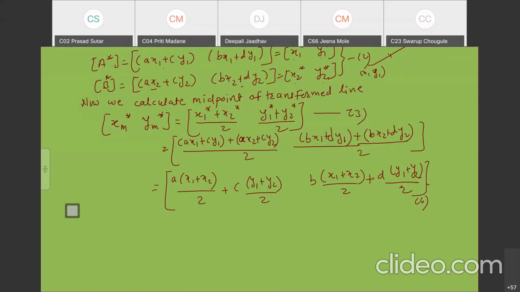Now see, this is xm star and ym star. What is it? It is the midpoint of the transformed line. These are the midpoints of the transformed line.